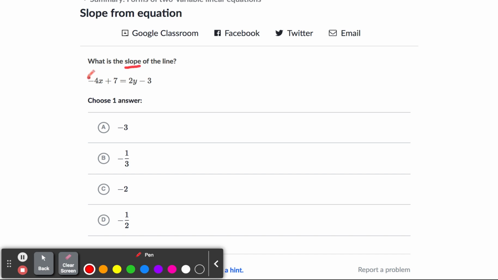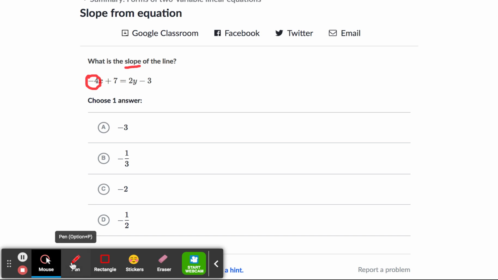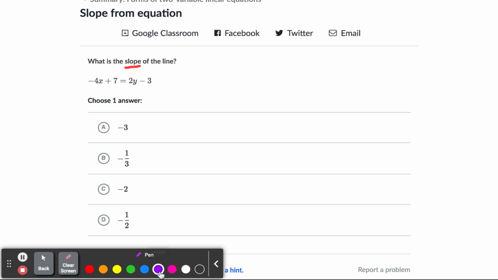And it might be really tempting to be like, oh, it's -4. Luckily for us, that's not even an answer choice here. Okay, so we are definitely not going to choose 4. We are going to first get this into slope-intercept form, because we're going to remember that in order to find the slope, we need it in slope-intercept form.